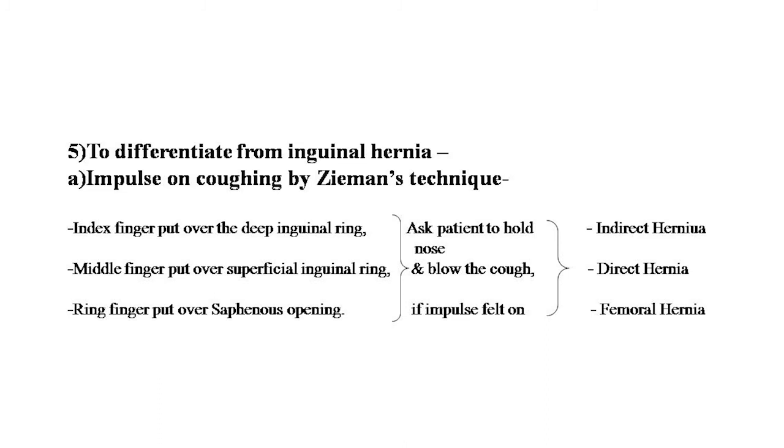The ring finger is put over the saphenous opening and the patient is asked to hold the nose and blow to cough. If an impulse is felt, then that is a femoral hernia. That means at a time the index finger, the middle finger and the ring finger should be put over the deep inguinal ring and the patient asked to hold the nose and blow to cough. If the impulse is felt on the index finger, that is an indirect hernia; if on the middle finger, that is a direct hernia; and if on the ring finger, that is a femoral hernia. This is a good differentiation to recognize which type of hernia it is.